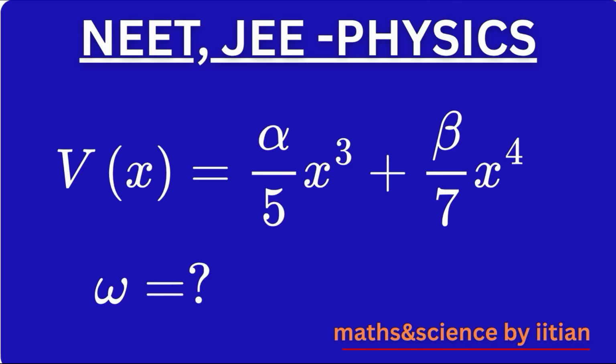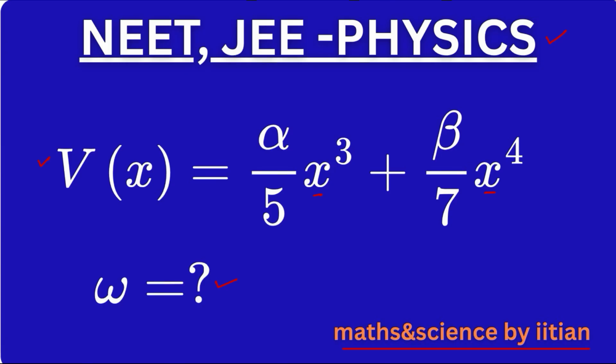In this lecture, in continuation of my lectures on potential energy, in the last lecture we have seen regarding the simple pendulum where V(theta) is taken. Here I have taken potential energy V(x) in terms of x, that is V(x) = (alpha/5)x^3 + (beta/7)x^4. Then we have to find out the omega under equilibrium conditions.